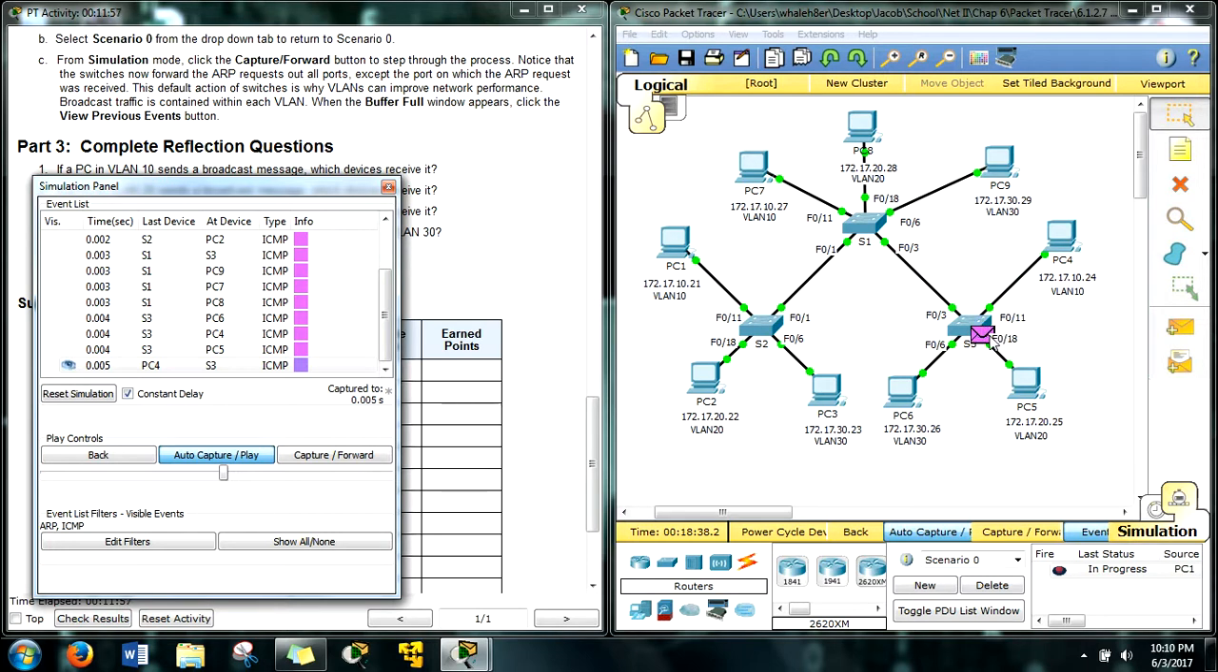So S1 just added PC4 to its MAC address table. And S2 just now added PC4 to its MAC address table. So now these guys can talk to each other. They know what they're at. So now this next one that he shoots out here.